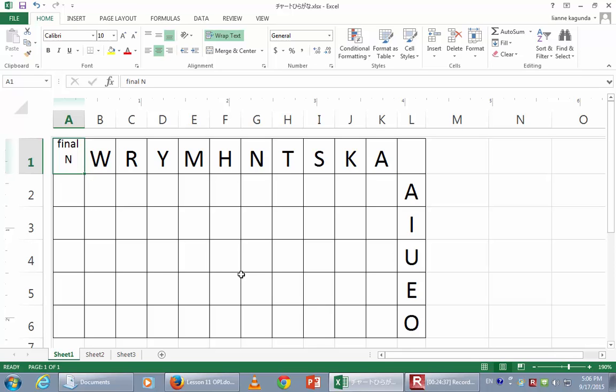So does that help decipher some of those? Now you've got an idea of what to do. So let's go ahead and read some of these.